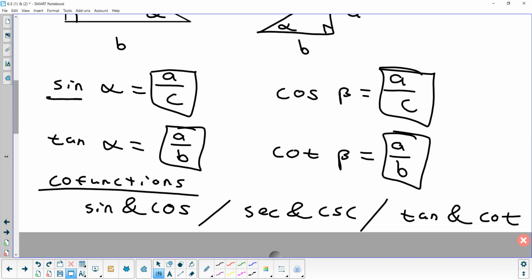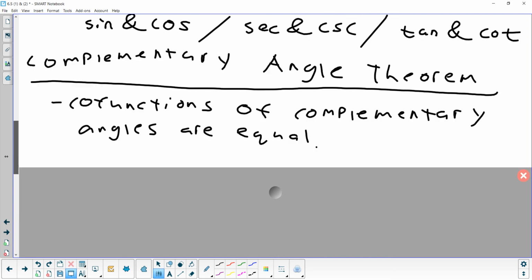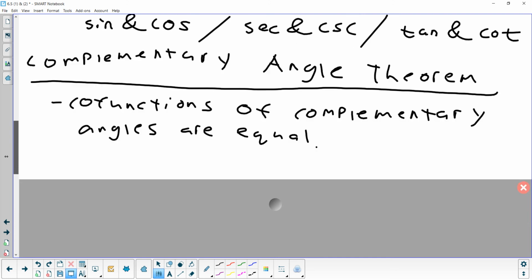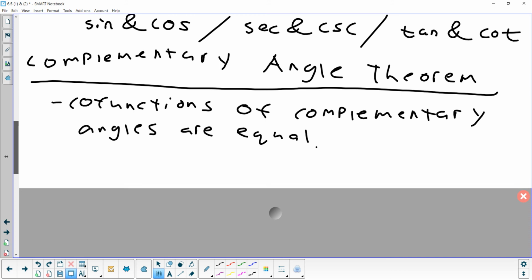So if you have co-functions of angles that are complementary to each other, the answers always come out the same. And that's called the complementary angle theorem. Co-functions of complementary angles are equal. They always come out the same.